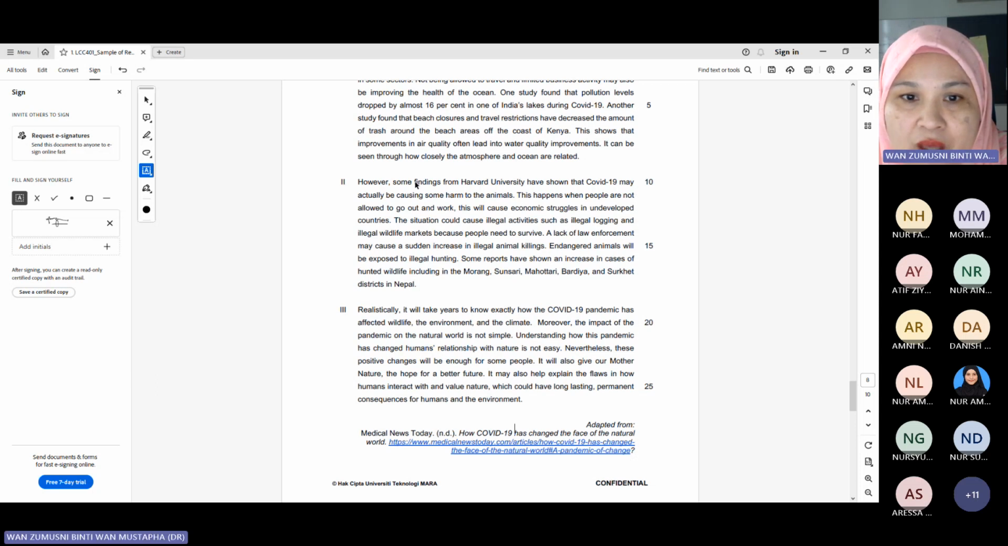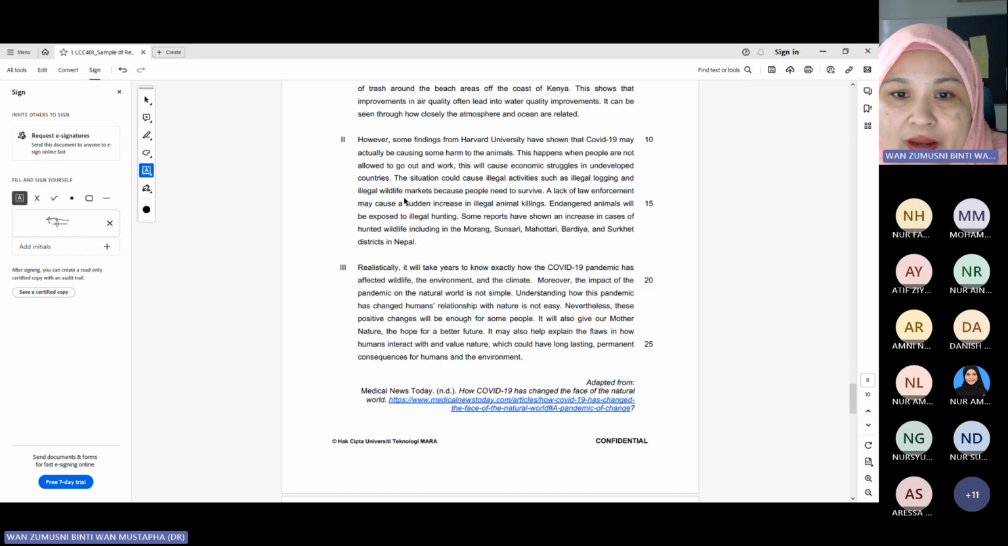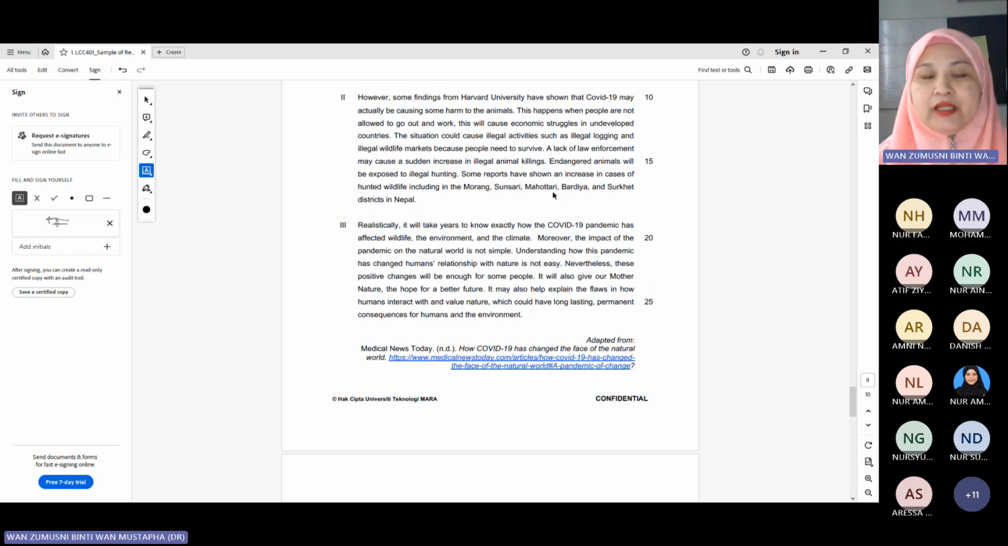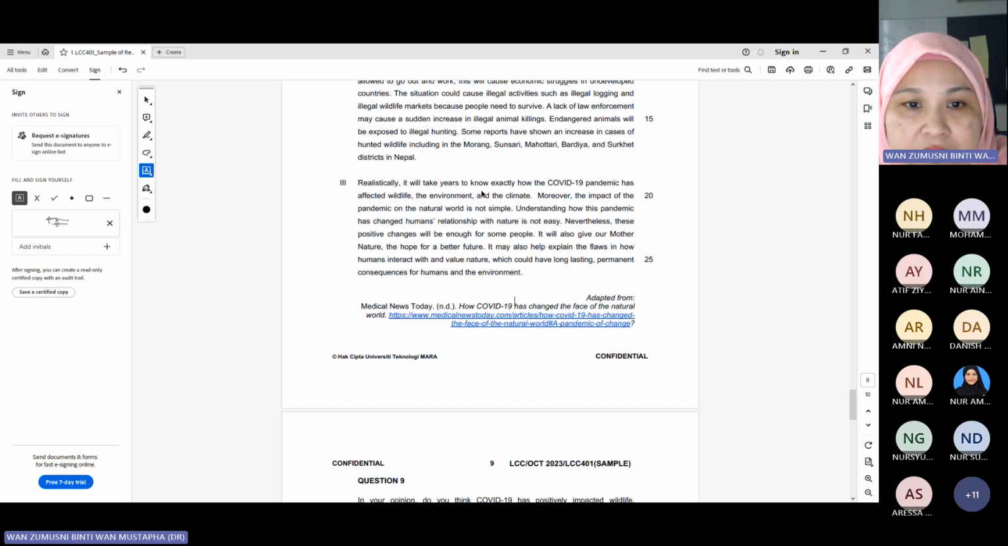All right. And paragraph 2, some findings from Harvard University have shown that COVID-19 might actually be causing some harm to the animals. Okay, so this is the explanation. This happens when people are not allowed to go to work. This will cause economic struggles in underdeveloped countries, causing illegal activities such as illegal logging and illegal wildlife markets, because people need to survive. And another point is a lack of law enforcement may cause a sudden increase in illegal animal killings. Endangered animals will be exposed to illegal hunting. So this is an explanation. Okay. And finally, third paragraph, it takes years to know exactly how the COVID-19 pandemic has affected wildlife, environment, and the climate.